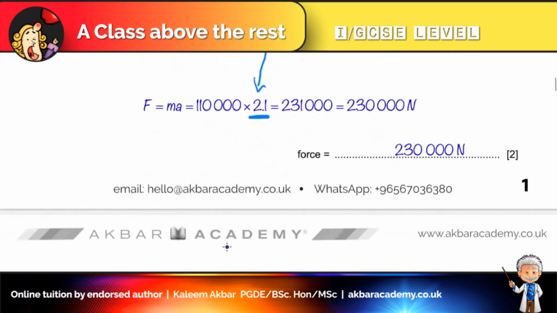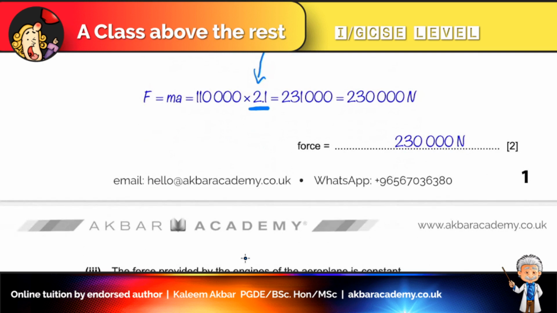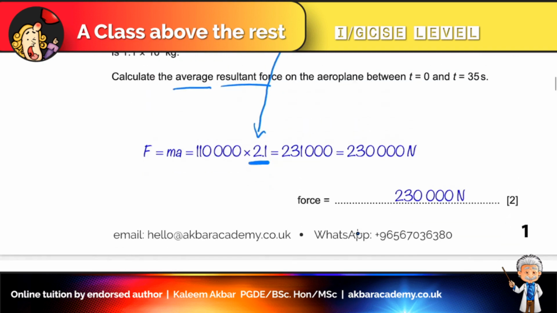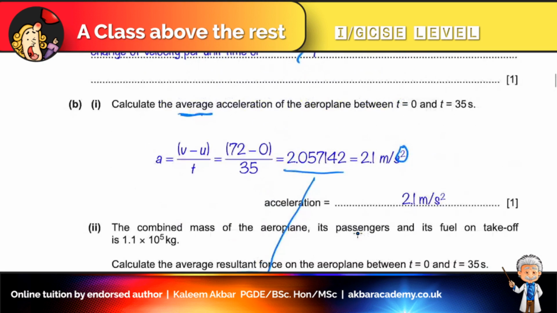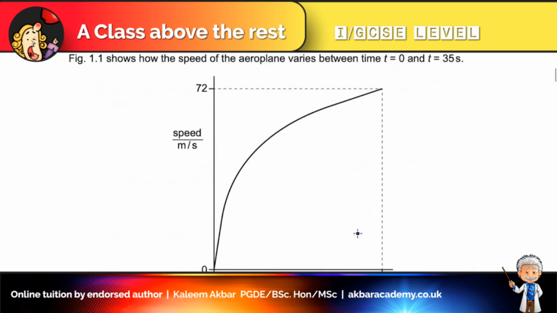The force provided by the engines of the aeroplane is constant. Well, that's key. And it says, give one possible explanation for the change in acceleration between 0 and 35 seconds. So let's look at this. I am going to represent my aeroplane with a box. If I was an artist, I'd draw one. And they're saying the force is constant. So let's just pretend, I'm making it up, it's 20,000, the thrust force of the plane.